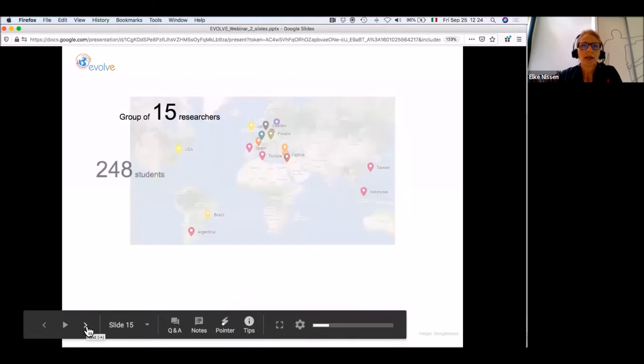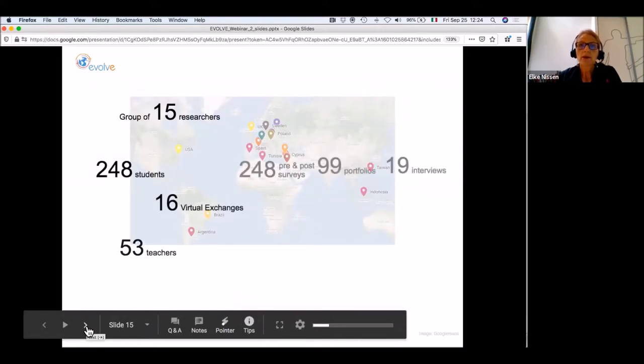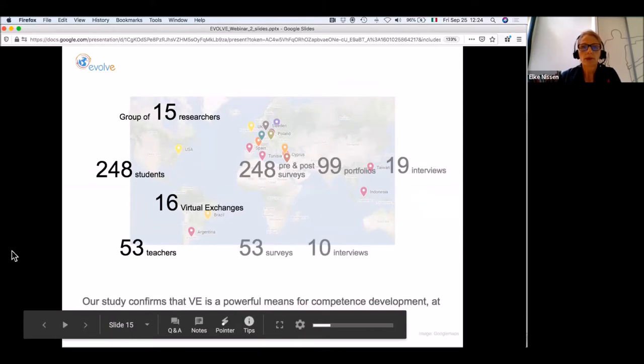Next, please. The 16 VEs analyzed in our project are all class-to-class exchanges with 2 or 3 different partners. Our results are globally positive and show that VE can be a powerful means for competence development at a student's as well as at an in-service teacher's level. They are based on a mixed method approach to the analysis of quantitative and qualitative data from 248 students and 53 teachers at higher educational level. These data stem from a second and major round of research we conducted after a first pilot round with a lower number of participants that had aimed at testing and then adjusting our research protocols.